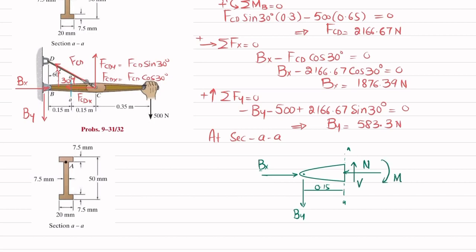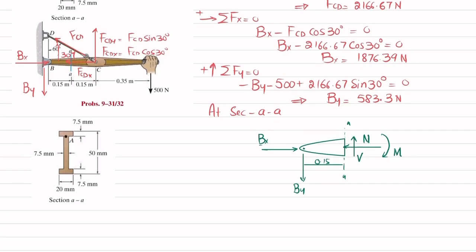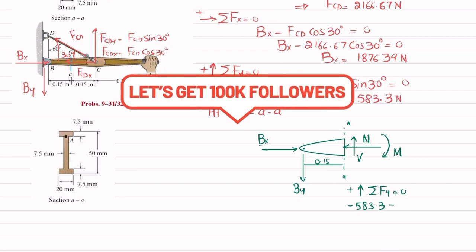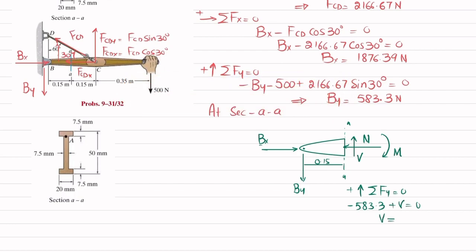So we'll find this N, V and M by using equations of equilibrium. The sum of all forces along the y direction must be equal to 0, and upward force is taken as positive. So By is downward, so minus 583.3 plus V is equal to 0. So it means that this shear force is 583.3 Newton.